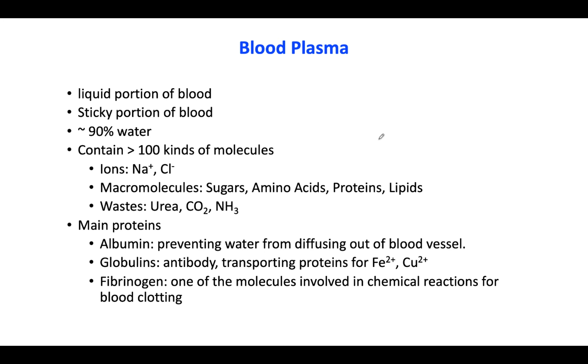Let's think about the liquid portion of blood first. Plasma is a pale yellow fluid. Plasma consists of approximately 90% water, 7% protein, and 2 or 3% other substances such as salt, nutrients, respiratory gases, and waste products such as urea or ammonium. Plasma proteins include albumin, globulin, and fibrinogen.